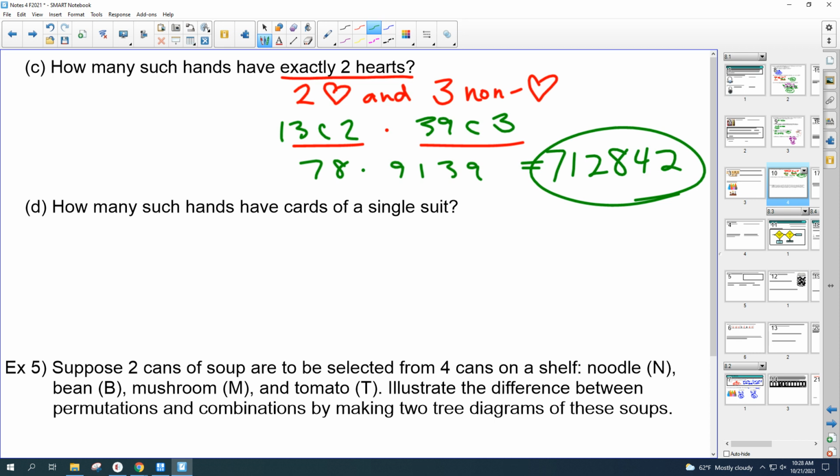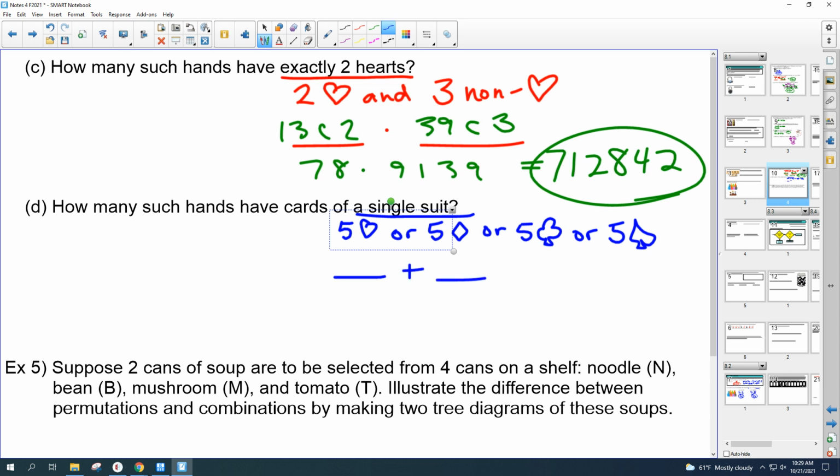How many such hands have cards of a single suit? Single suit. So I can think of a couple of different ways of answering this question, but either way, you've got to nail down what it means. What does a single suit mean? Very good. 5 hearts or 5 diamonds or 5 clubs or 5 spades. I don't know who said that, but that's very good. It usually takes people a lot longer to come up with that. But that's exactly what they're talking about. And that's probably the easiest way to think about this problem.